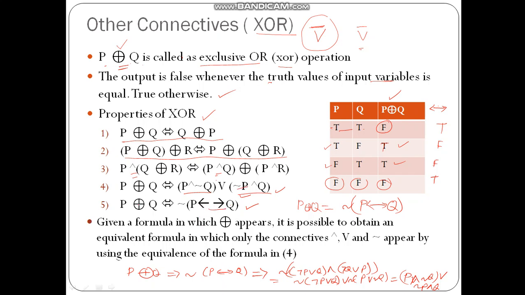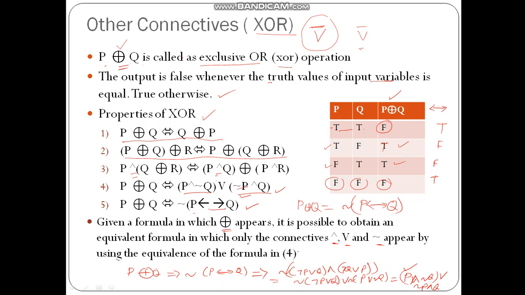The next one is P XOR Q is equal to not of P biconditional Q. Given a formula in which XOR appears, it is possible to obtain an equivalent formula in which only the connectives conjunction, disjunction and negation appear, and we have done that one. So it can be done in this way.